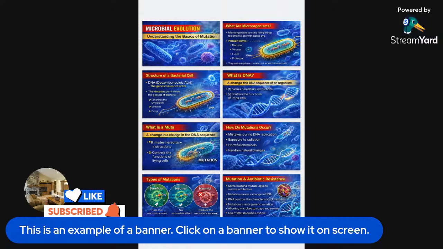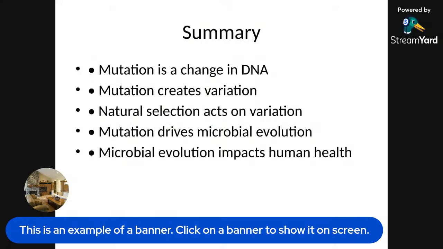So you can see that, summarily, mutation is a change in DNA. Mutation creates variation. Mutation creates differences and also creates similarities. Mutation also leads to what is called natural selection based on variation. So mutation drives microbial evolution. Without mutation, there cannot be any evolution. Then microbial evolution will impact greatly on human health.